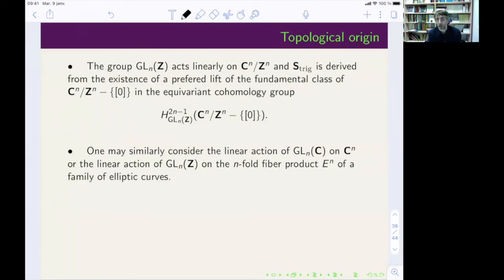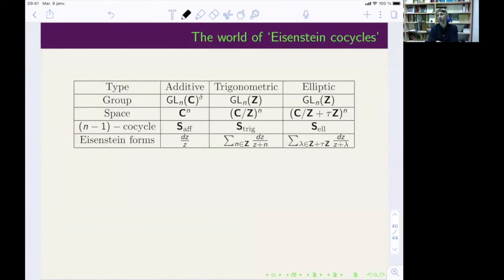But once you have this picture in mind, you can wonder what happens if instead of making GL_n Z act on C^n mod Z^n, you look at the action of GL_n C on C^n, or the action of GL_n Z on the full product of elliptic curves or a family of elliptic curves. And once you do that, you end up with a kind of world of Eisenstein cocycles, which are naturally divided into three columns: the additive one, the trigonometric cocycle, which we have discussed today, and the elliptic cocycle, which comes naturally when you think of it that way.